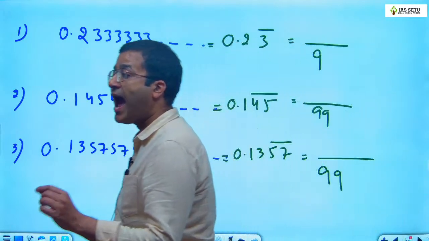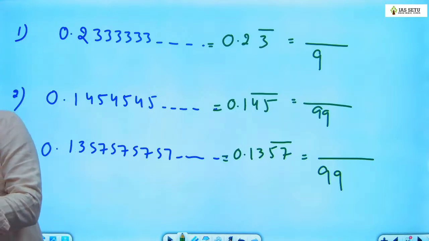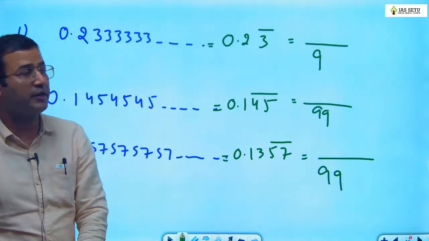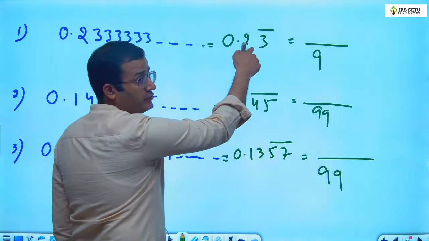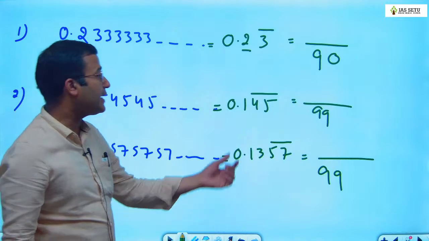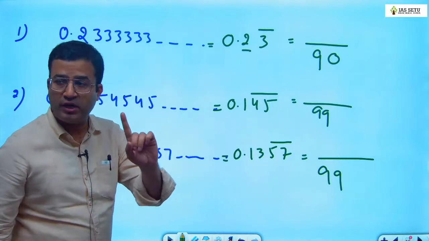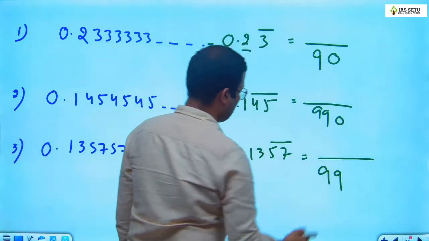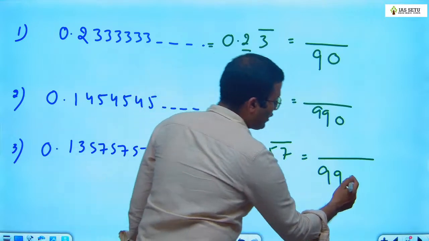After these 9s, as many 0s as many digits between decimal and recurring part. So there is one digit between decimal and recurring part. We have to put 10. In the second question, between decimal and recurring part, we have one digit. So we have to put 10. Here we have 2 digits. So we have to put 20.